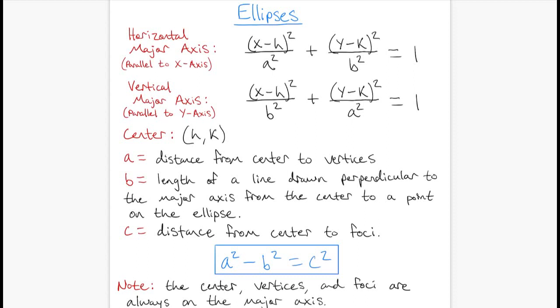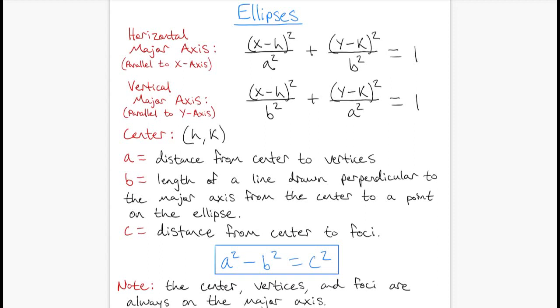Okay, so there are 2 different forms that we see ellipses in. These are sort of our general forms, and the only difference is which term the a squared and the b squared are in, right? In this first general form, our a squared is in the denominator of the x term, and the b squared is in the denominator of the y term, and in the next form those two are switched.